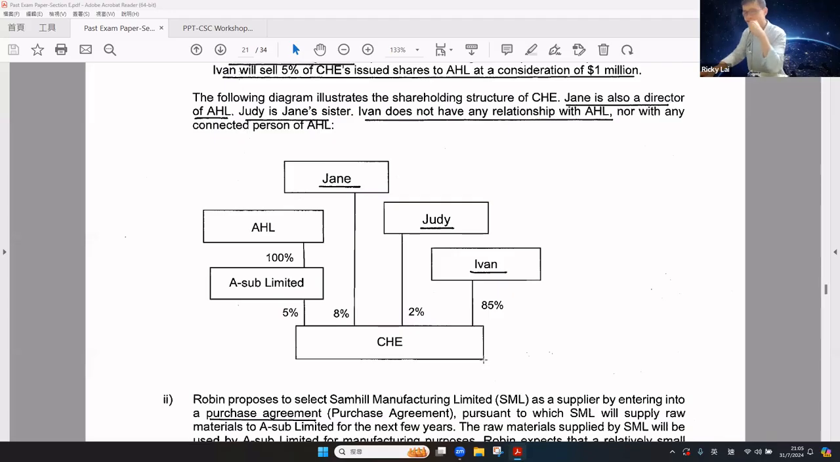So this organization is very simple here. The listed company holds 100% in one subsidiary, and this subsidiary holds 5% in CHE. Jing is a director of the listed company and holds 8%. Judy is Jing's sister and holds 2%. Ivan holds 85%, but has no relationship with the listed company or any connected person.